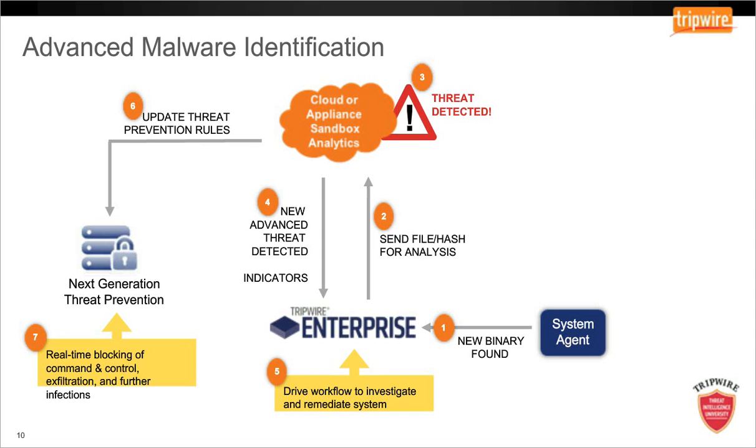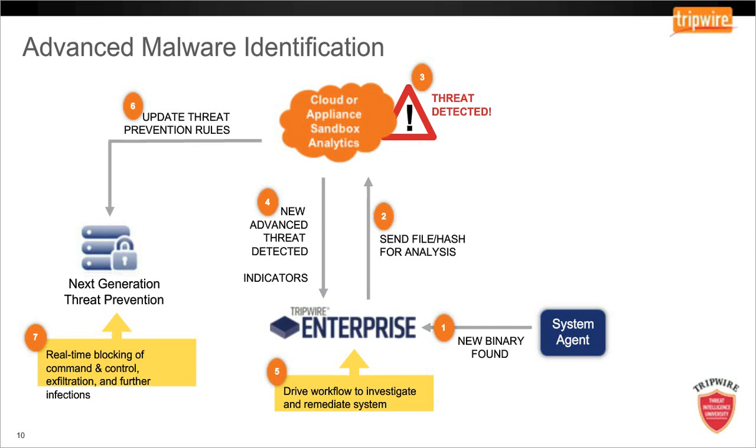So for instance, if we review the rather simplistic workflow diagram, we see that Tripwire Enterprise has identified a new binary that may have been dropped onto one of your critical servers. It can send a copy of the file or the hash up to the analytics to either a cloud or appliance-based sandbox. When a threat is detected, a new indicator of compromise is sent back to Tripwire Enterprise. Now, Tripwire Enterprise can use this to create a new rule that it can send out in a scan to all monitored devices looking for existence of this binary file.